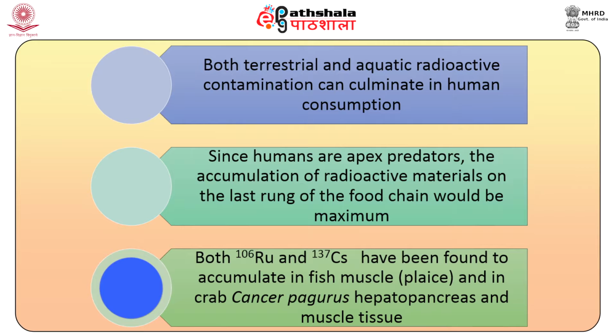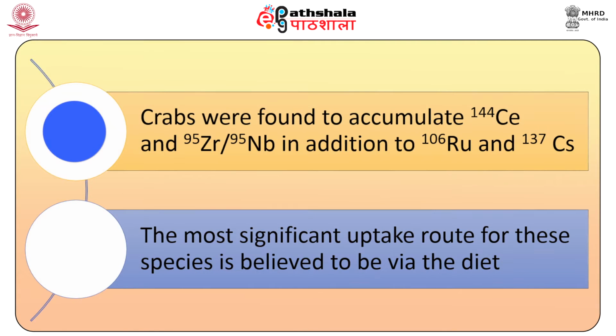Both 106 ruthenium and 137 cesium have been found to accumulate in fish muscle and in the crab Cancer pagurus, in the hepatopancreas and muscle tissue. Crabs were found to accumulate 144 Ce and 95 zirconium, 95 niobium in addition to 106 ruthenium and 137 cesium. The most significant uptake route for these species is believed to be via the diet.